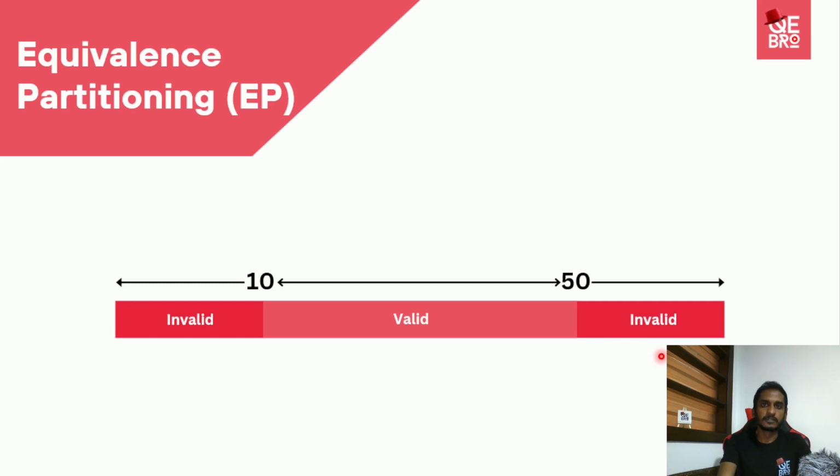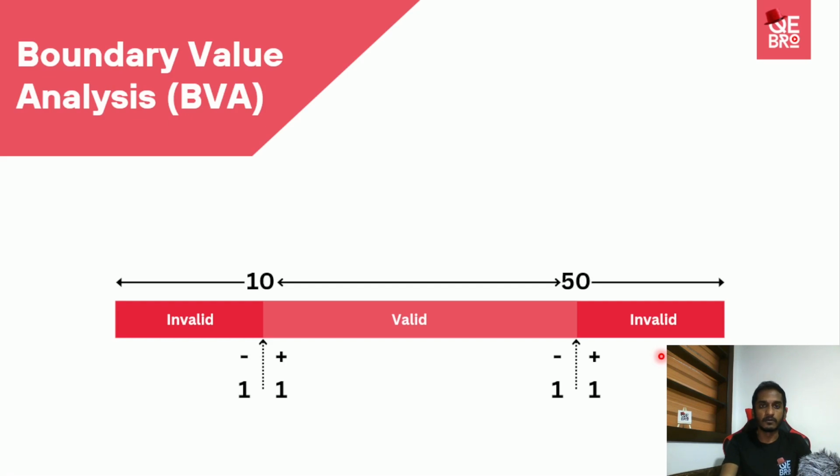Next, let's go to the next type, which is known as boundary value analysis. Boundary value analysis goes with equivalence partitioning. You can see the same number line here, two invalid partitions and the valid partition, and the boundary. Boundary means the margin where two partitions connect. So that is the boundary. Here we have one boundary at 10 and another boundary at 50.